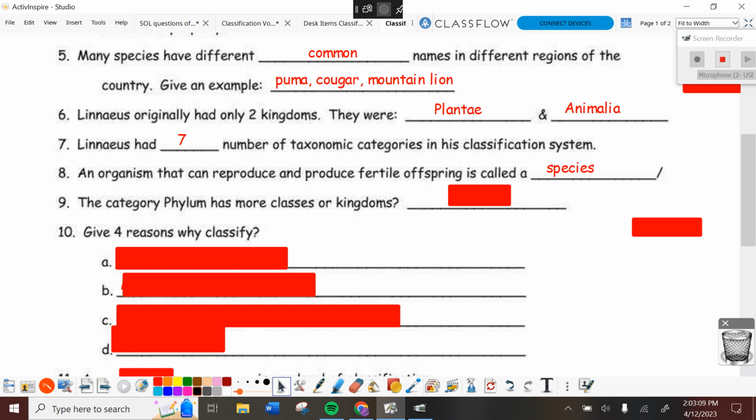Now, the category phylum, does it have more classes or does it have more kingdoms? Think about the boxes that we were talking about. If you have a phylum box and you open it up, what boxes are inside of it? Smaller ones. What's below phylum? Is it class or kingdom that's below phylum? Class. So the phylum box has class boxes inside of it.